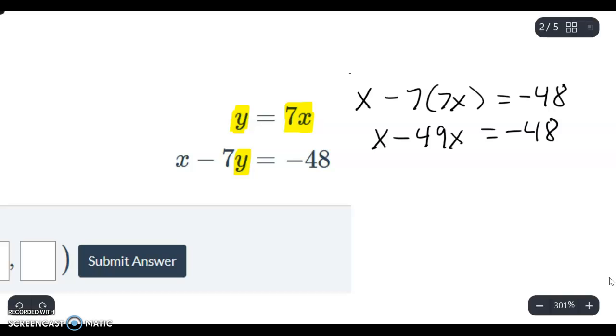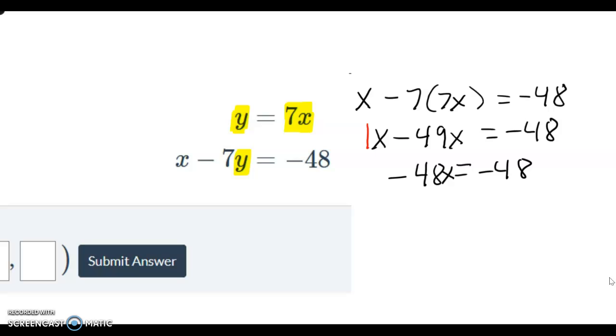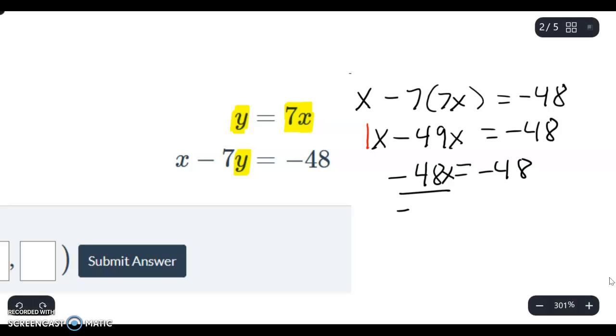Don't forget you've got an understood 1 here. We're going to combine like terms, and that's going to get us negative 48x is equal to negative 48. Now finally I'm just going to divide by negative 48 on both sides, and x is equal to a positive 1.